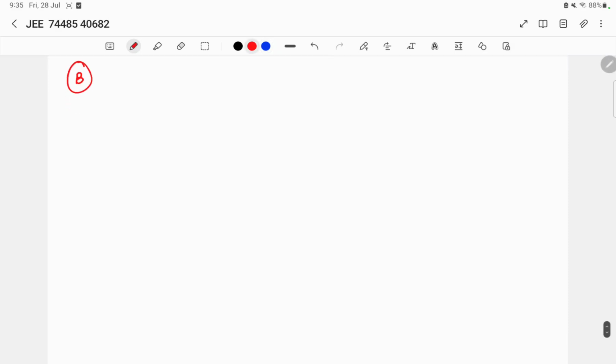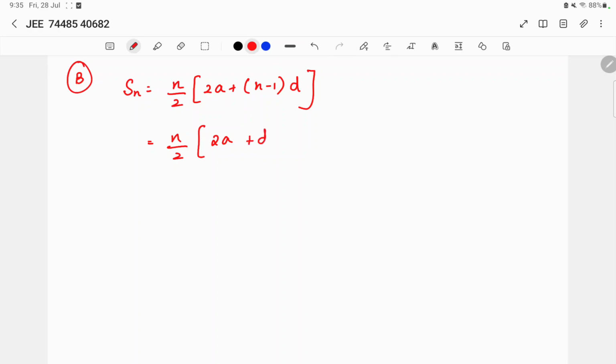B part. So Sn, I will come to Sn. So Tn we have completed, now I will come to Sn. So Sn can be written as n by 2 into 2a plus n minus 1 into d. Now for this same thing, I am just calculating: 2a, and d is common for both n as well as minus 1. So plus dn minus d.